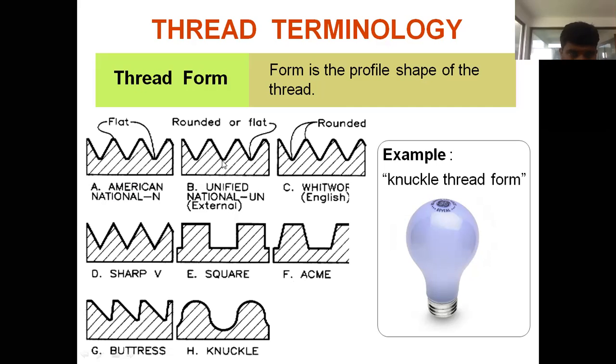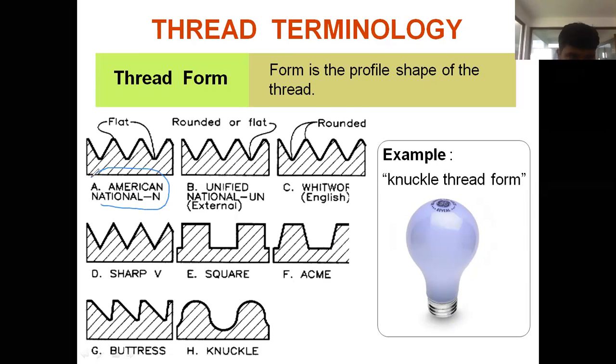American nationals. Okay. So there are various different kinds of threads. Other thread forms are there, okay, so knuckle thread forms. We can see some examples over here. So these are some examples.